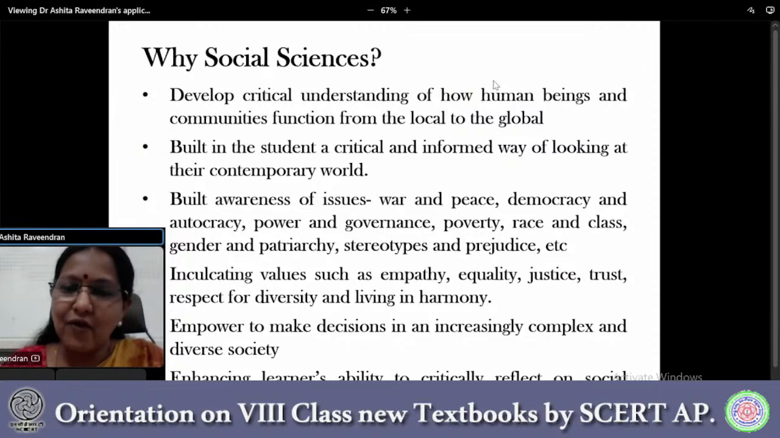And for this, teachers need to deal with the social sciences in such a manner that it's not just imparting information, but helping the learners imbibe all these benefits. We are teaching the social sciences. So our teaching and learning in the social science classroom should use different pedagogies so that our learners become capable of acquiring all these skills and values.